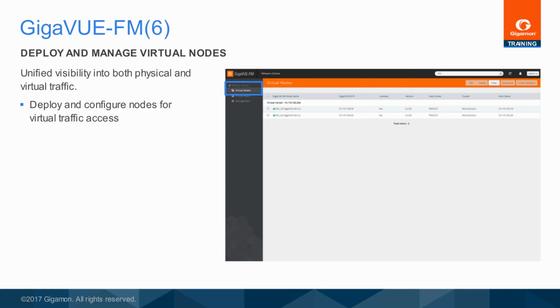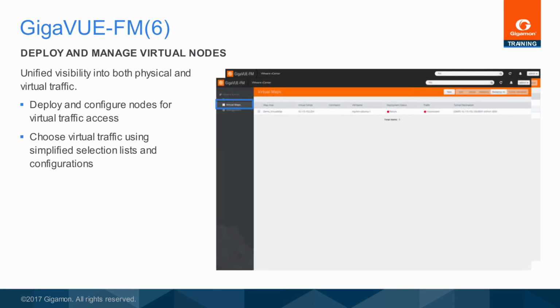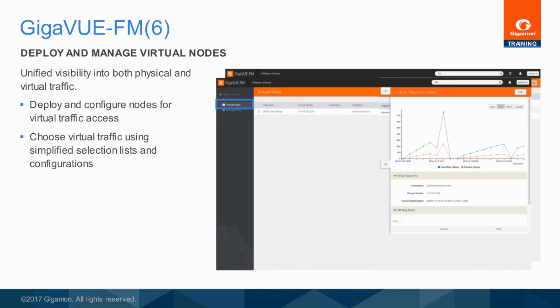Then, a very simplified configuration window is used to specify which traffic should be sent to physical monitoring and security tools. Because of the tight integration with vCenter, Fabric Manager is able to keep track of any vMotion events and will migrate the monitoring policy to follow moved workload automatically and transparently. And for each map, you can view utilization over intervals from 1 hour to 1 month.